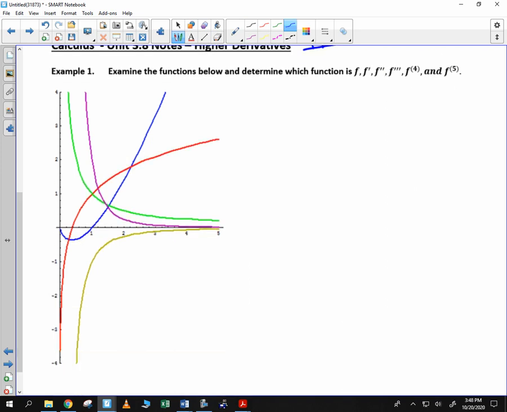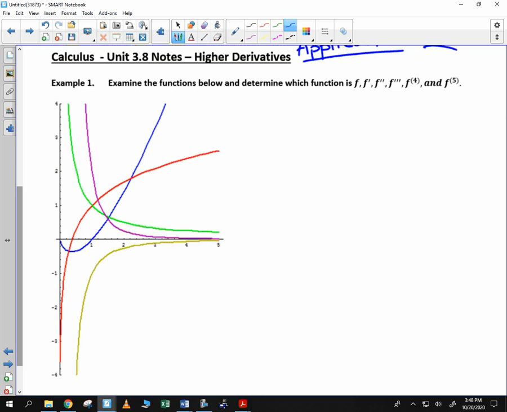So what we want to do is look at this, and there are 1, 2, 3, 4, 5 functions. I think we're looking for f, f prime, f double prime, f triple prime, and f quadruple prime. And the question really starts with, which one is the original function? Suppose you just start by picking one. It's really tough to answer these questions.